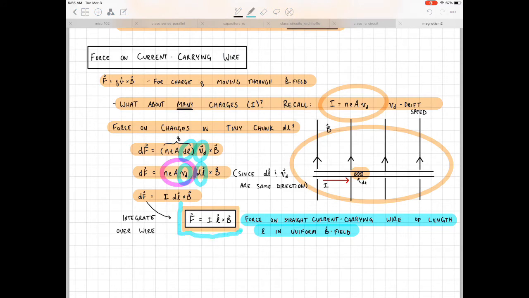That the force on a long straight current carrying wire of length L is I L cross B. And so exactly analogous to Q V cross B. So this is the force on a length of wire L that's carrying a current I in a magnetic field B.